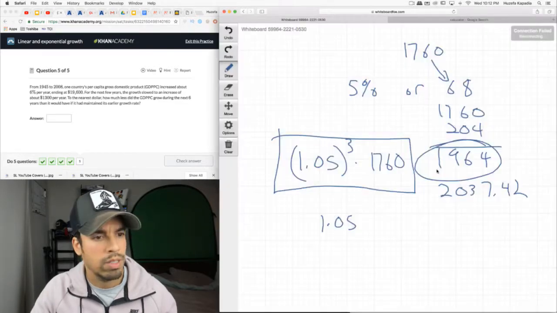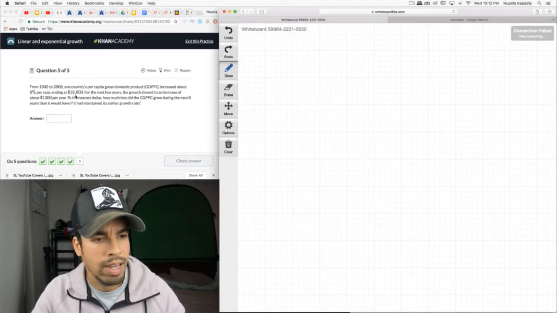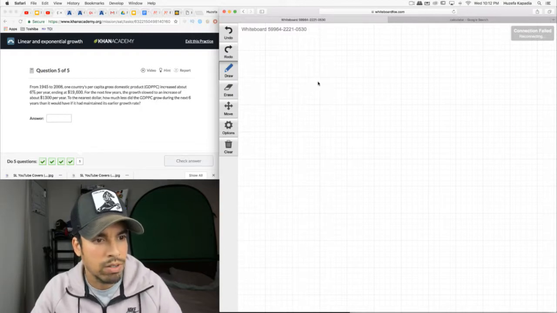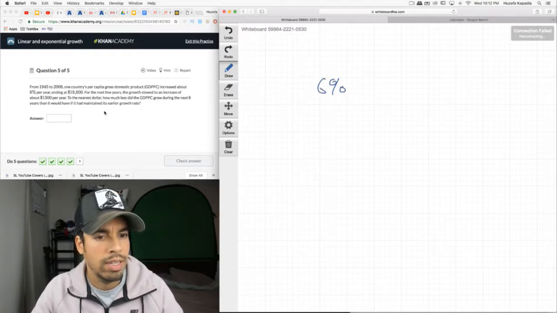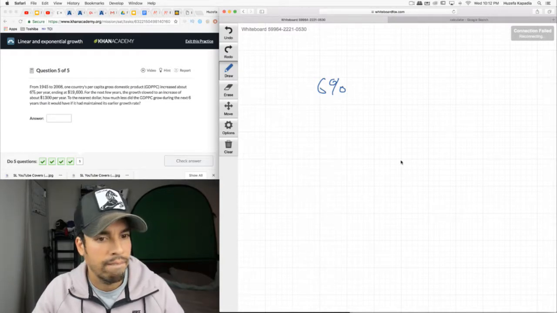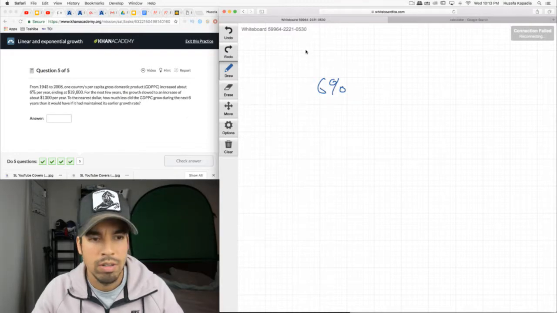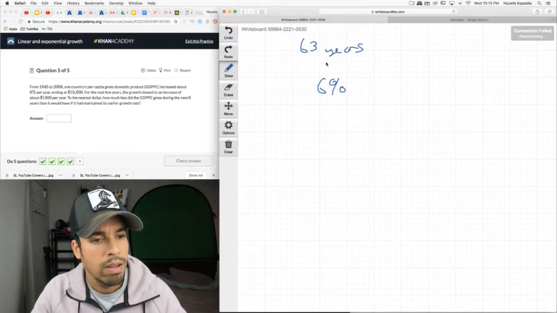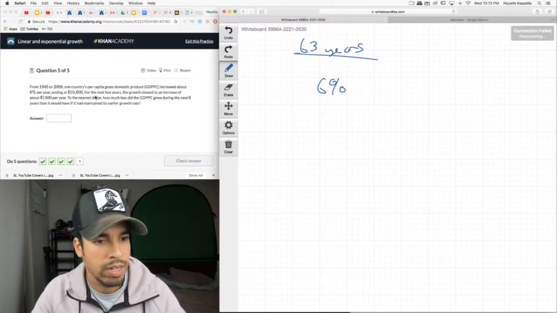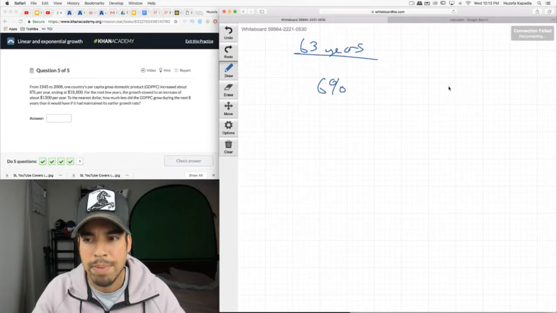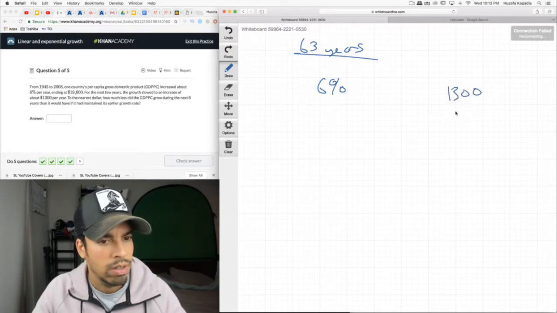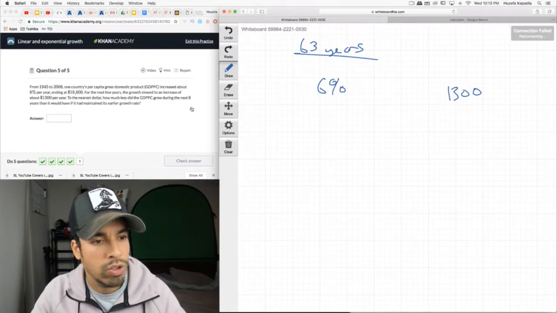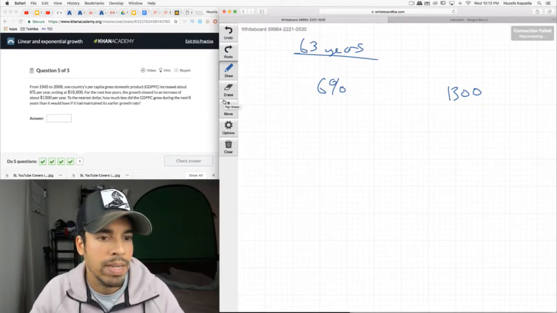Another one of these. Free response, last but not least. From 1945 to 2008, a country's per capita gross domestic product increased by about 6% per year, ending at that. Wow, that is a long time. 63 years. Just write that down just in case. For the next few years, the growth has slowed to an increase of about 1,300 per year. To the nearest dollar, how much less did this grow during the next 6 years than it would have grown if it had maintained the earlier growth rate?